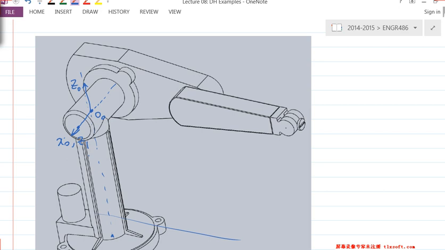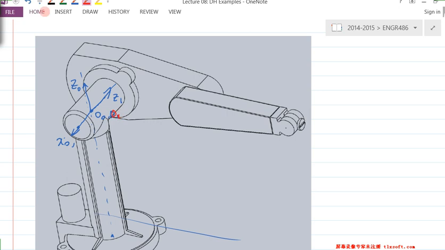So if you remember, the way to assign X1 is, we can assign X1 as Z0 cross Z1, or you can also assign it as Z1 cross Z0. Either way is fine, okay? So in this case, I'm going to assign my X1 here. Okay, makes sense.